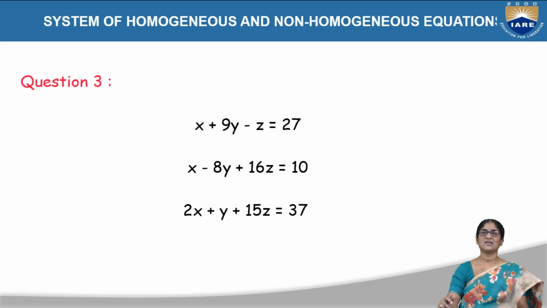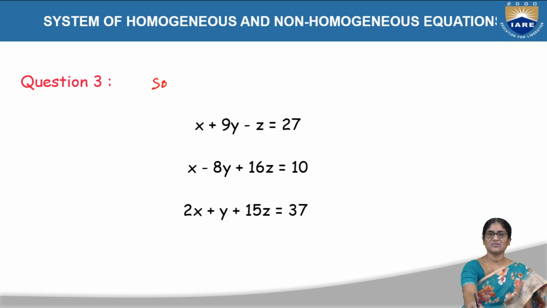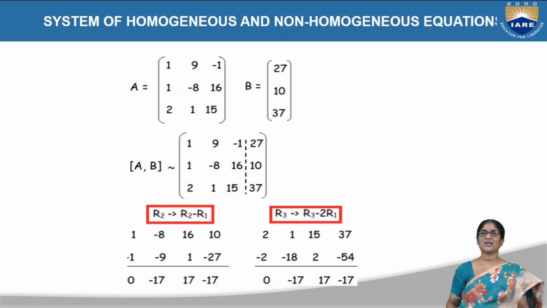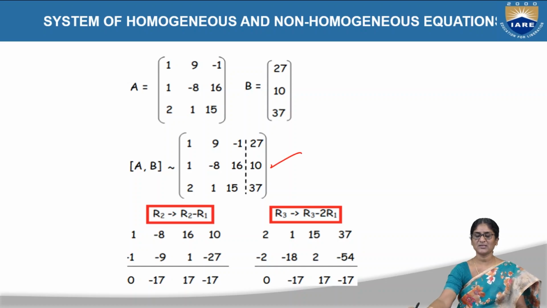So in this way you can make use of matrix tools. And this is the third question. You can see that even this is a 3 variable question. The question is x plus 9y minus z is equal to 27. Solve by using matrix tools. And x minus 8y plus 16z is equal to 10, and 2x plus y plus 15z is equal to 37. Now in the same manner as I did for the previous case, I am considering the augmented matrix, that is 1 9 minus 1.